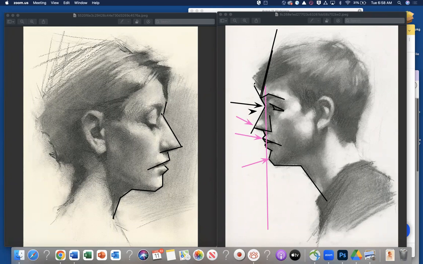Now, in this particular situation, on the left side, you can see that the eye is right here, but it's also because her eyelid is closed. So if her eye was open, it would probably do something like this. But because her eyelid is closed, she's looking downward. And then here's the eyelid, and then here's the, what do you call it? Eyebrow.